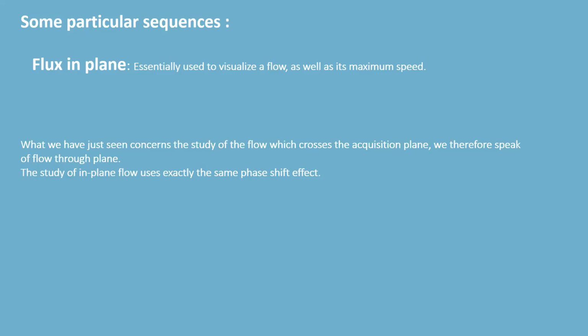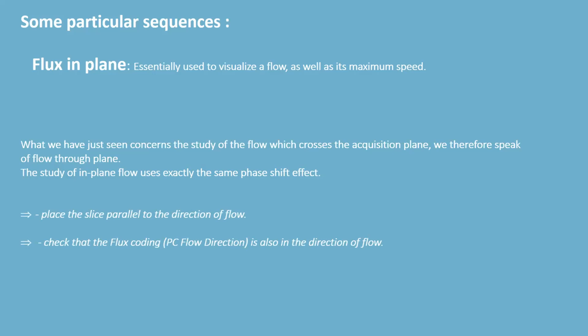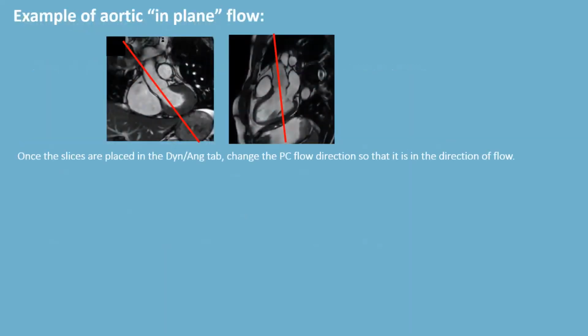The study of in-plane flow uses exactly the same phase shift effect. In this particular sequence, always place the slice parallel to the direction of the flow, and also check that the flow coding, or the velocity direction, is also in the direction of the flow. It's not the same thing as the through-plane method. Once the slice is placed in dynamic and angle table, change the velocity flow direction so that it's in the direction of the flow.